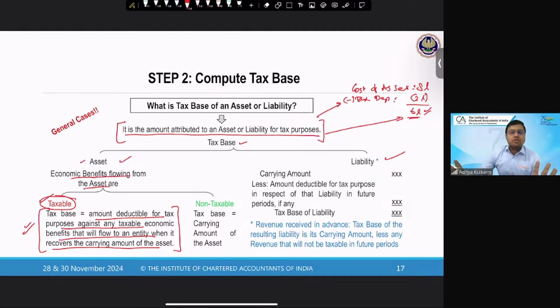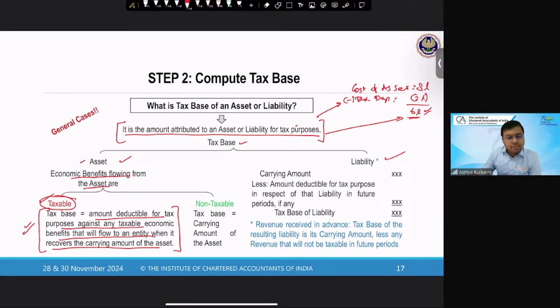No doubt. So what will be your thought processes? Let us presume that there are two different sets of books. One is for Ind AS, one is for taxation. You think as if you are passing journal entries in the tax records also. Automatically, your problem of tax base gets resolved. Are we okay with this?